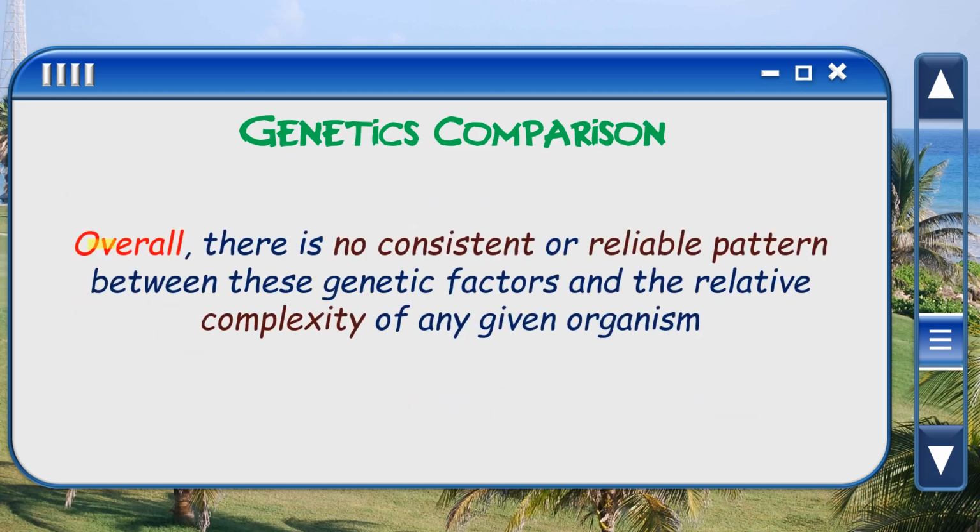Overall, there is no consistent or reliable pattern between these genetic factors and the relative complexity of any given organism.